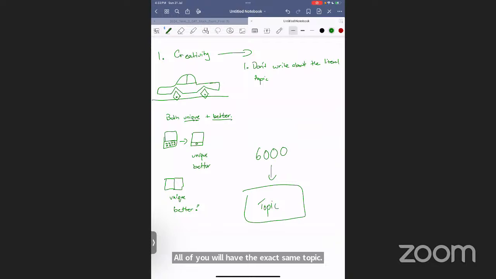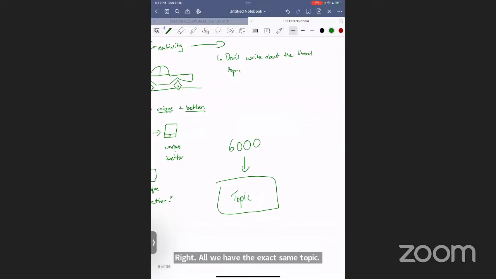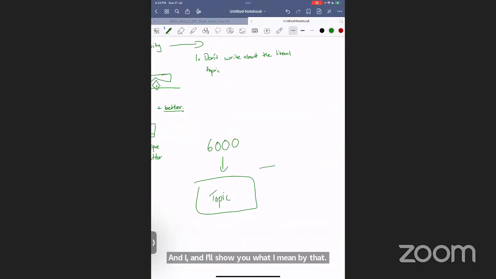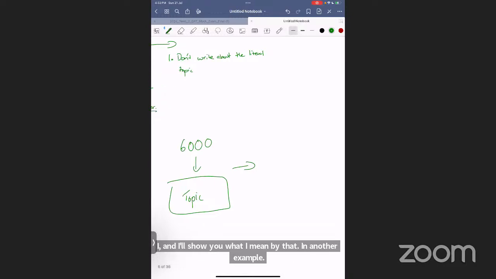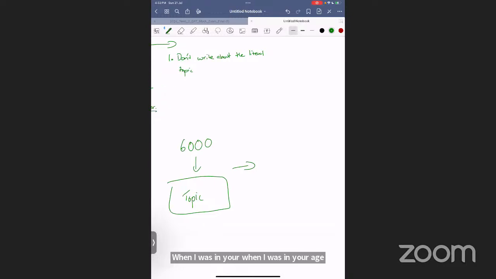I'll show you what I mean by that in another example. When I was in year 8, my HAS teacher decided to have a challenge for all of us. She said, I will give a lolly to a student who can make a piece of paper fly the furthest in class.